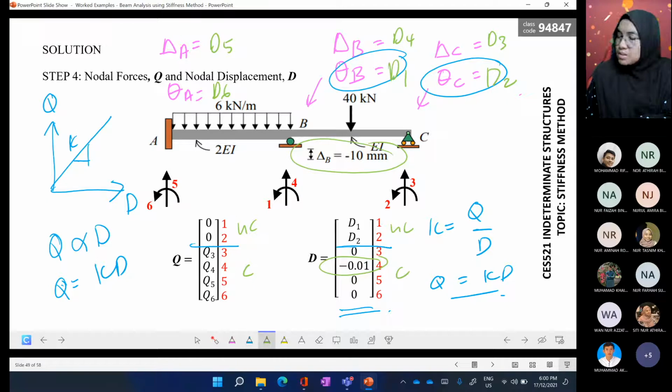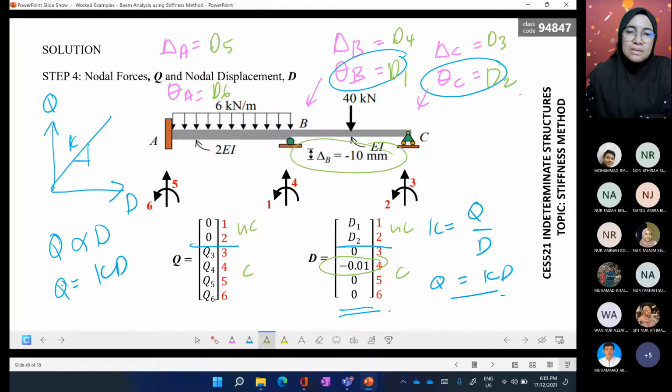The rest maintain 0, 0, 0. Okay, yang lain maintain 0. Okay, D1, D2 maintain as unknown displacement. Okay, D3 0 because D3 represent delta at C, no settlement. Okay, lepas tu D4 represent delta at B ada settlement. Lepas tu 5, D5 is for delta at A, no settlement. And theta at A, D6 is theta at A, no rotation. So all 0 except position number 4.